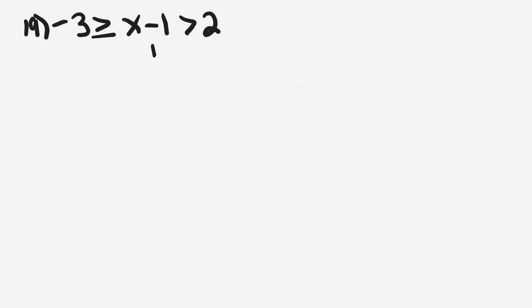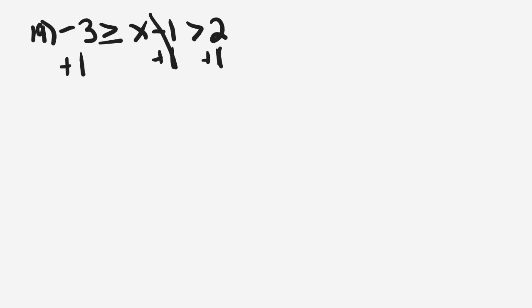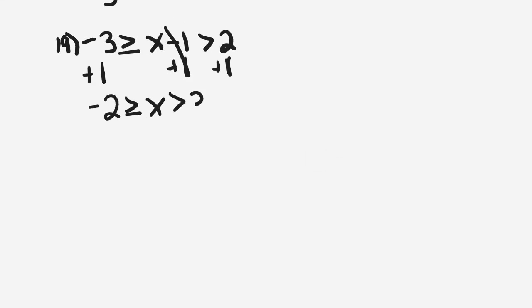All right, so let's see. Plus 1, plus 1, plus 1. What we do to one side, we have to do to all the others. So those are going to go away. We have -3 plus 1, which is going to be a -2. Just x left there, and then 2 plus 1 is 3.